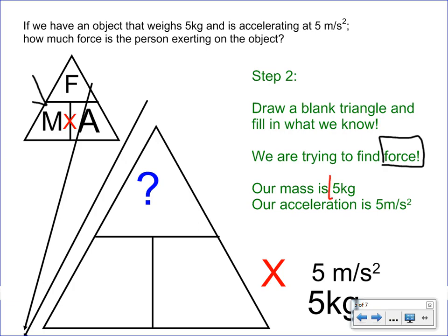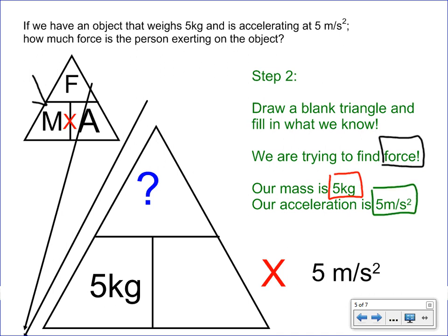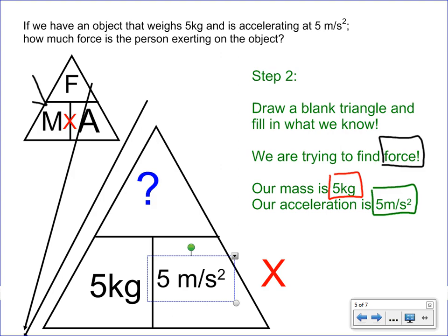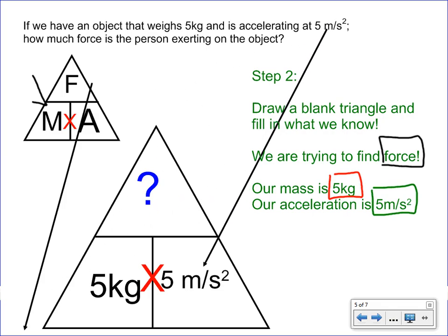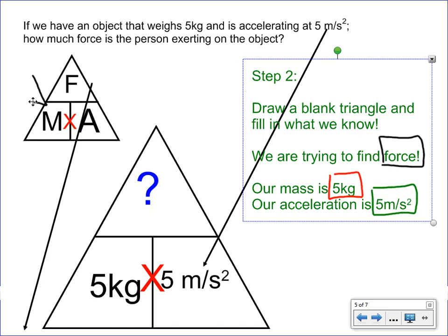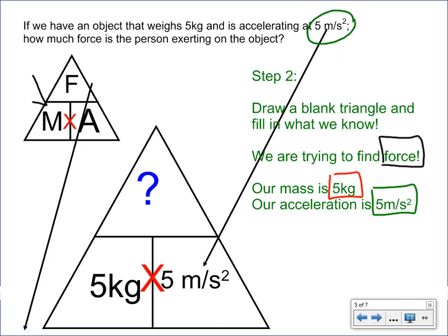Our mass is 5 kilograms. Mass goes on the bottom left. Our acceleration is 5 meters per second squared. That goes in our last empty box. Now we're going to multiply these numbers, so we're going to put a multiplication sign right there. Now just to double check, our acceleration is 5 meters per second squared, and we put it in the right box.